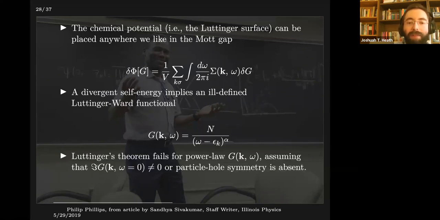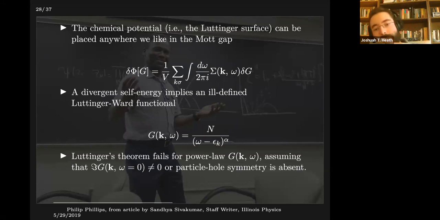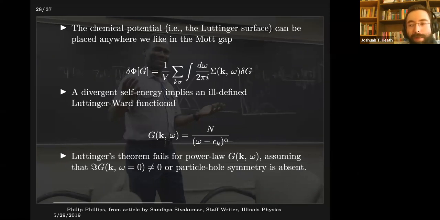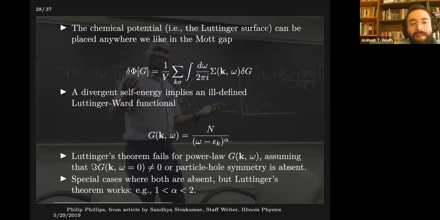Now, finally, what Phillips showed was that if I have a Green's function going as some power, Luttinger's theorem fails, assuming that the imaginary part of the Green's function is not zero or particle-hole symmetry is absent. This is very important because that is basically the form of the propagator that Howard Georgi proposed for the unparticle system. So if we take this unparticle-like propagator and it has this power law, then Luttinger's theorem fails. Well, not really. Phillips later showed that there are special cases where both of these conditions, the imaginary part of the Green's function and particle-hole symmetry, are absent, but Luttinger's theorem still works.